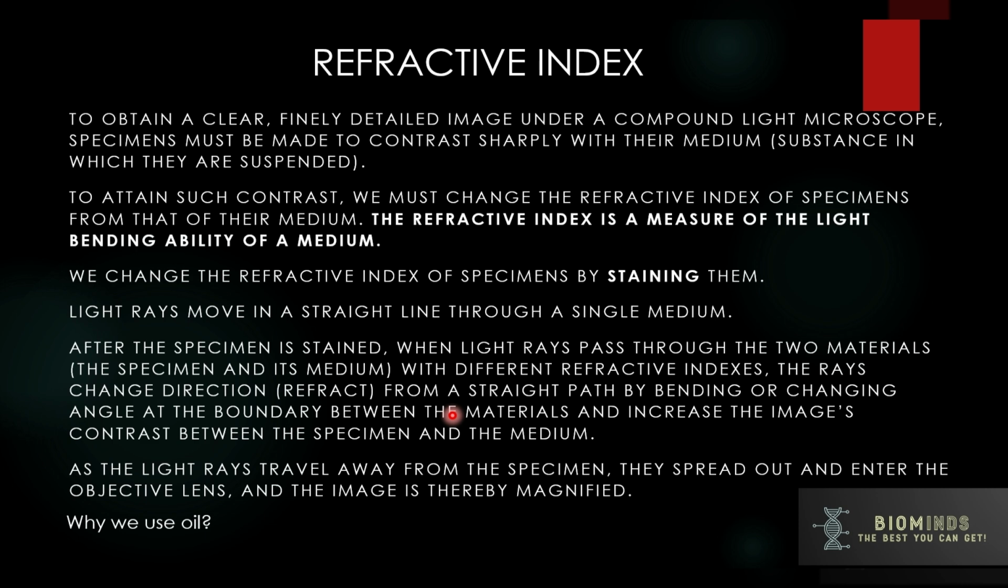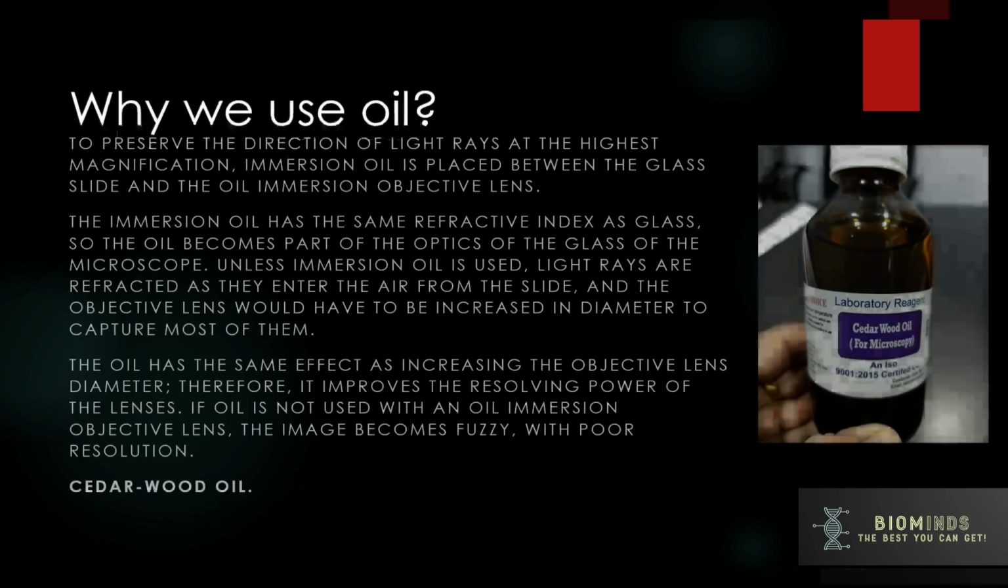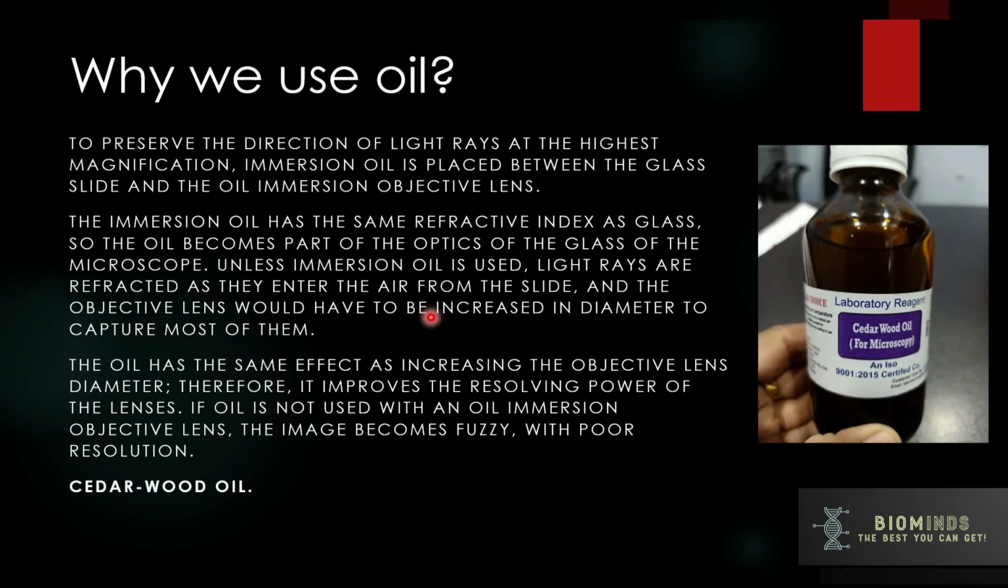Okay, and next, for 100x magnification, the highest magnification, we use oil. So why do we use oil? Basically we use cedar wood oil. This immersion oil has the same refractive index as glass. Okay, so the oil becomes part of the optics of the glass of the microscope.